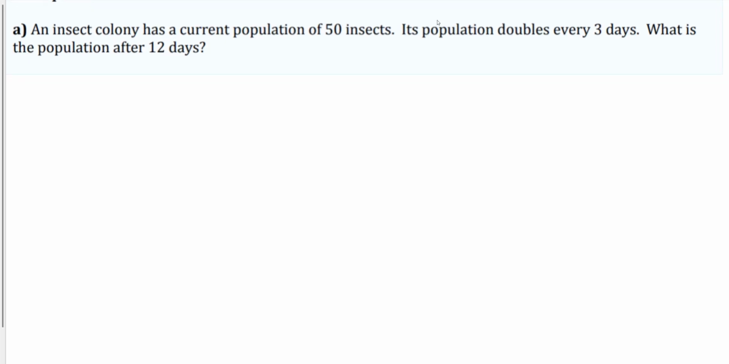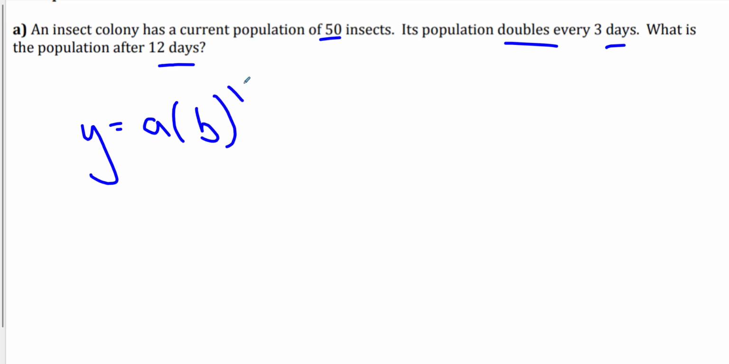Okay, we've got an insect colony that has a current population of 50 insects. Its population is doubling every 3 days. What is the population after 12 days? So, first things first. Always write your exponential equations, especially if it's growth like this. Y equals a times b to the power of x.